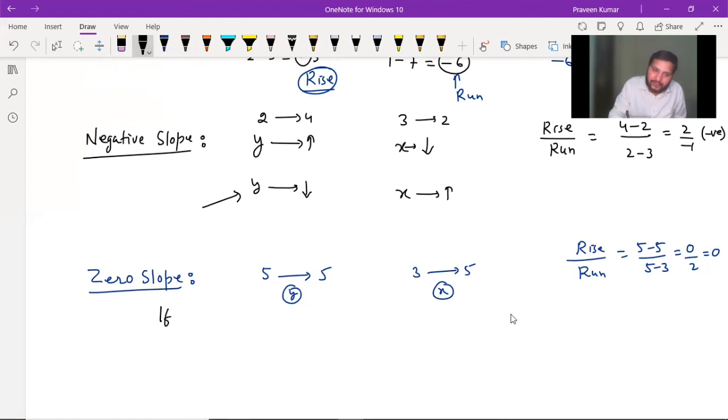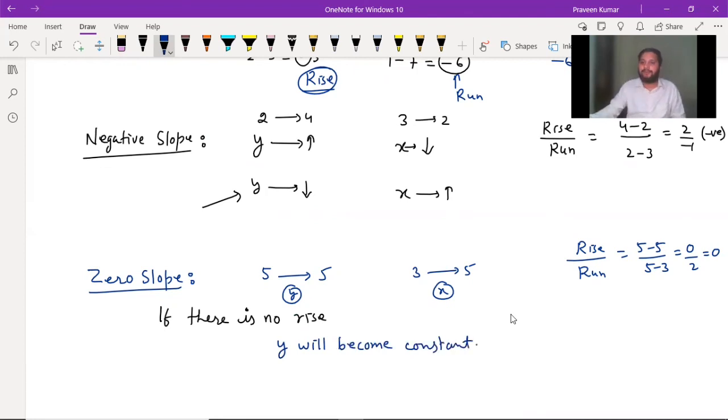If there is no rise, only run will be there, means y will become constant.